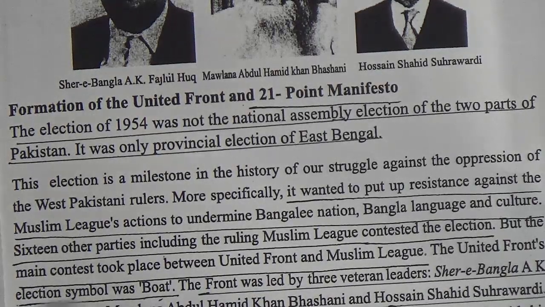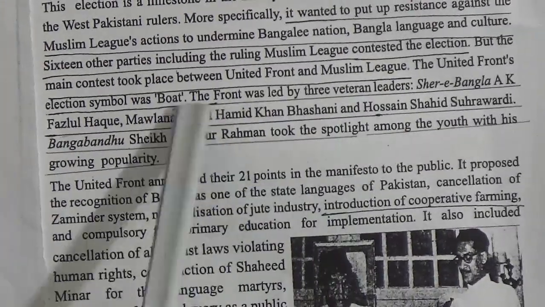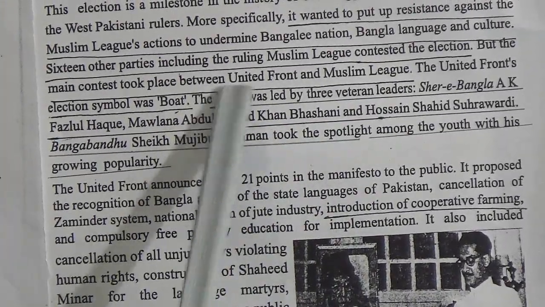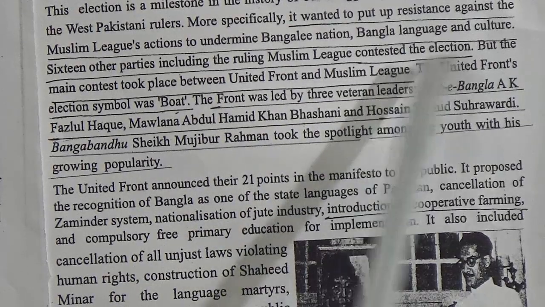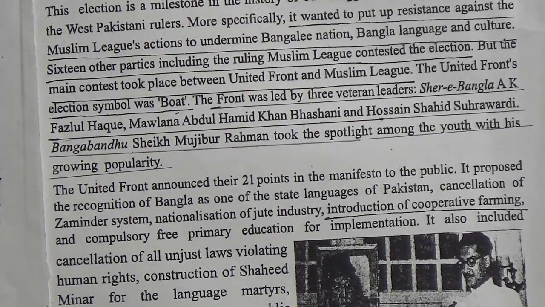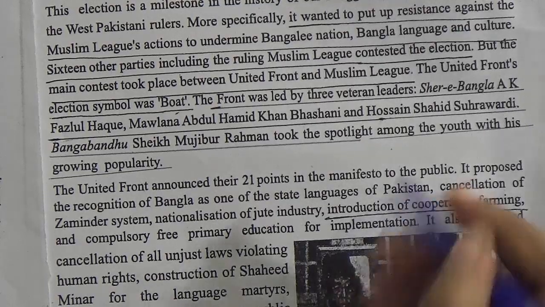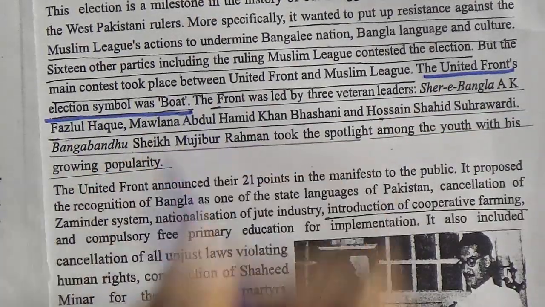So the main competition was between two parties. Who are they? One party was the United Front and the other was the ruling party Muslim League. The United Front's election symbol was the boat. So, what is the symbol of the United Front? It was the boat.